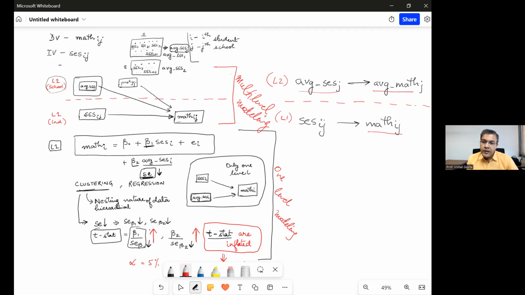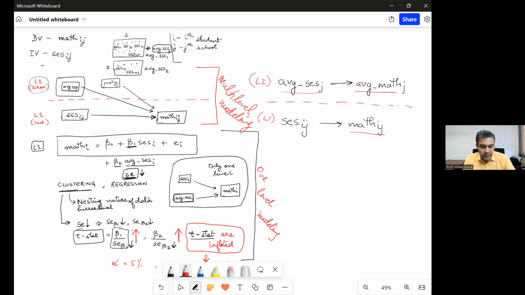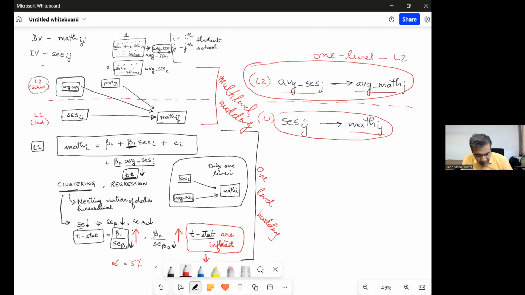Now you see, actually, I would say that this is not the multi-level modeling that we are trying to learn, because you see this relationship, is it multi-level? No. This is only one level. Even though it is at level 2, it is only a one-level relationship. Is this relationship multi-level? No. This is also one level only, and this is at level 1.